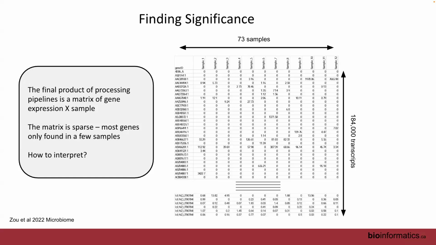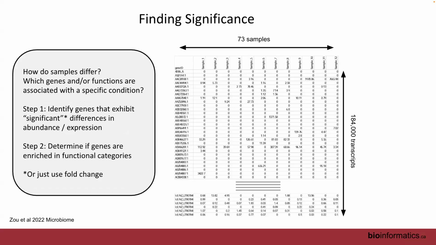So how do we interpret these data sets? How do we find some kind of meaning in them? The approach that we typically take is, first of all, to identify the genes that are exhibiting some significant difference in abundance or expression. Abundance if it's metagenomics, expression if it's a metatranscriptomics data set. So you want to come up with a list of genes out of those 184,000 transcripts which look as though there's a difference between some samples versus other samples. Those are the genes that are driving those differences.